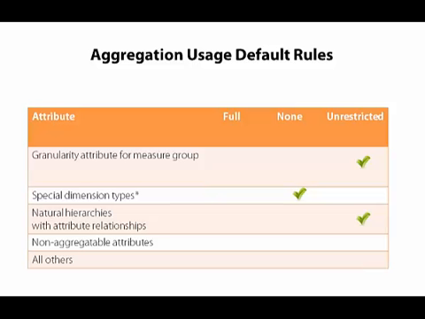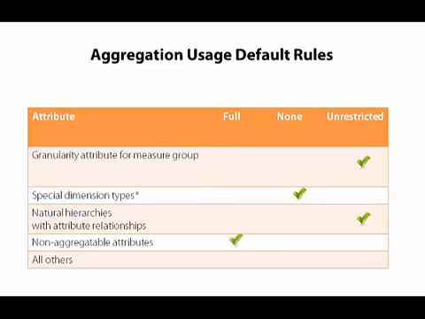If we set up a natural hierarchy as a user hierarchy and ensure we have attribute relationships in place correctly, then these attributes are considered as unrestricted. A natural hierarchy is one in which we have a one-to-many relationship between each level from the top down. For example, 1 year has 4 quarters, and 1 quarter has 3 months, and so on.